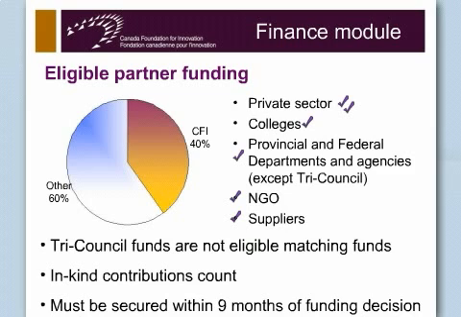Okay, so only cash, like I said, cash and in-kind contributions are eligible as long as they are towards eligible costs. So in-kind contributions count, and once your proposal has been recommended for funding, approved for funding by the CFI, you will have 9 months to secure the sources from your other partners.